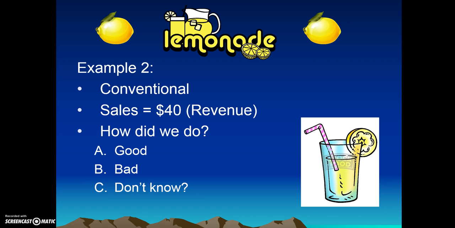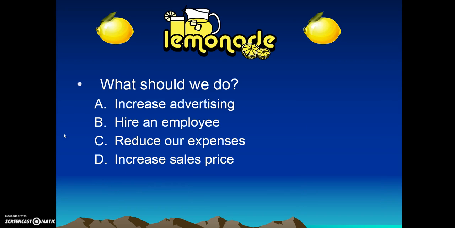So if we add a little more information, let's assume that our expenses were $10. How do we do here? Well, we did a little better, right? We're now profiting $30, which would be our net income, and we'll learn what that term means in just a bit. But we didn't exactly meet our goal, right? So we've now got it to a point where we're profitable, and what might we want to do here?